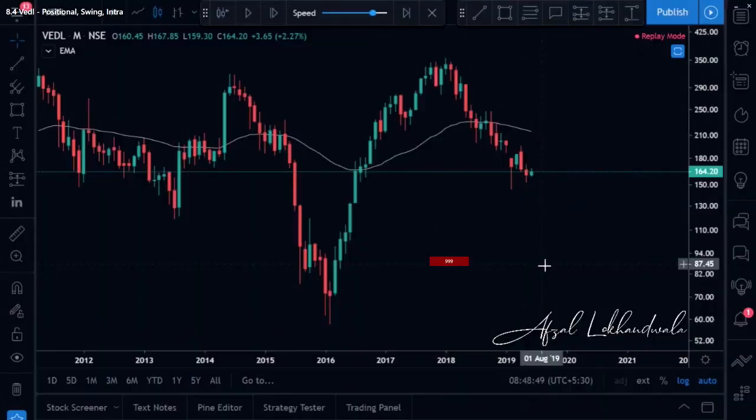We are on the monthly chart of Vedanta Limited. Now let us look at what the monthly is showing us. In the monthly, we see a clear downtrend, the break of the 50 EMA. So a good bearish bias, a weak bias from the monthly. Let us go to the weekly.